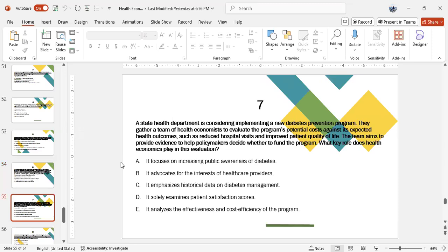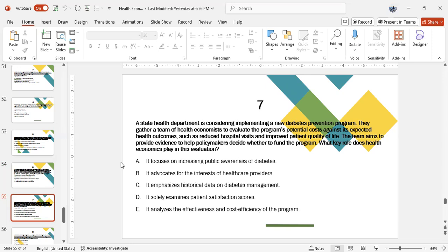A state health department is considering implementing a new diabetes prevention program. They gather a team of health economists to evaluate the program's potential costs against its expected health outcomes, such as reduced hospital visits and improved patient quality of life. The team aims to provide evidence to help policymakers decide whether to fund the program. What key role does health economics play in this evaluation?